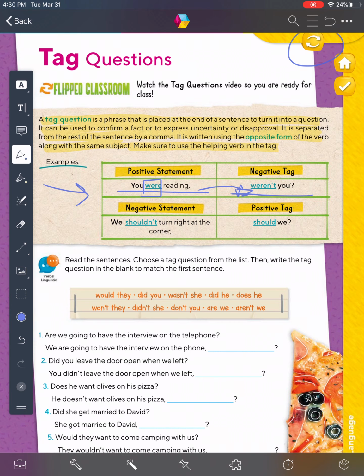It says, we shouldn't turn right at the corner. So, to formulate the positive tag, we should use the same helping verb, should, but in the opposite form. In this case, in an affirmative form. Should we? Notice that the subjects are the same as in the previous statement. Okay? Now, I'm going to be helping you on the following exercise because it is a new topic for us.